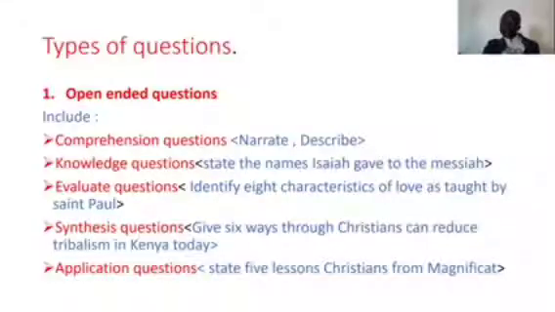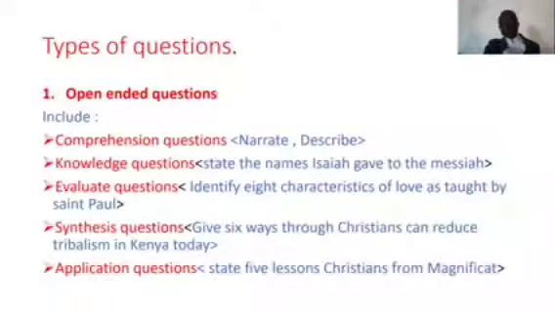Love is not boastful. Love does not insist on its own way. So make sure you have content mastery: identify 8 characteristics. Give those characteristics. Don't just give anything that you know about love that is not in the syllabus. And it can be repeated again, because this question was not well attempted. Students were giving anything that they know about love.